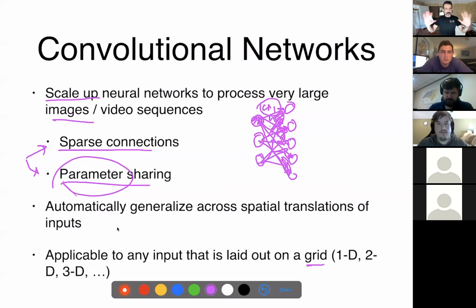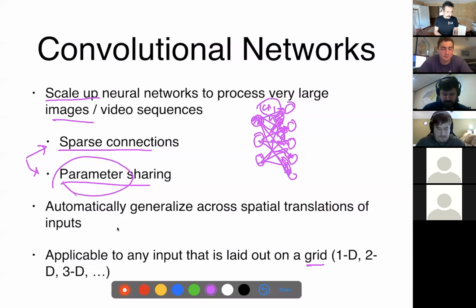So this is at a high level, but we will make these things a lot more concrete today with a little bit of mathematics to understand what these are. But you got the idea about sparse connections and parameter sharing.